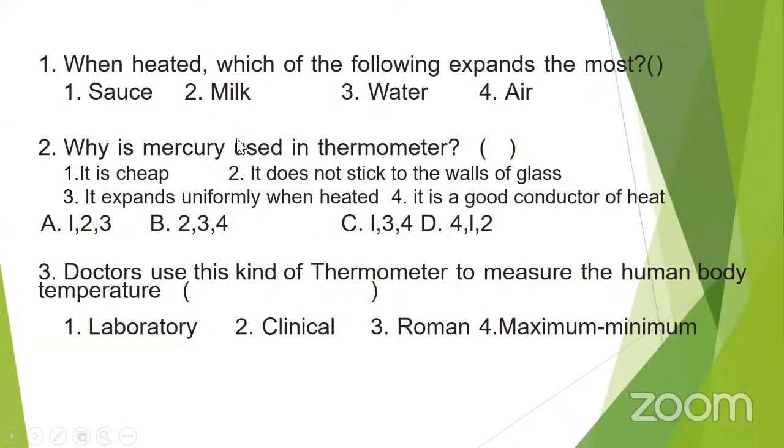The second one, you are answering as the fourth one, D is the answer. So in D, what is it telling? It is a good conductor of heat. Of course, it is true. It is cheap. I don't know whether mercury is very cheap. I don't know where you are getting it very cheaply. Mercury is costly. It is a metal. And second, it does not stick to the walls. Of course, it is true. So among four, we have three, that is second, third, and fourth. This is the right answer. Therefore, we can consider B as the right answer.